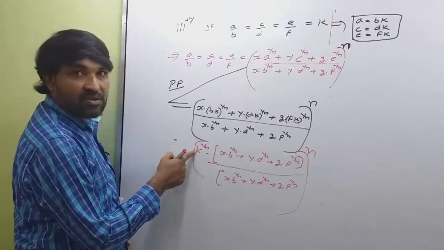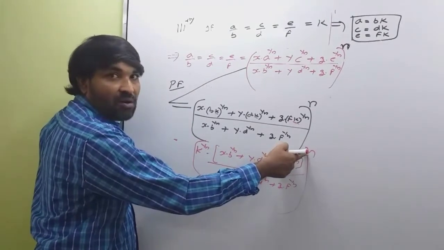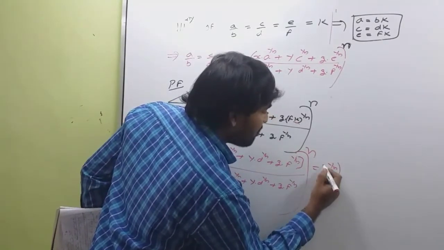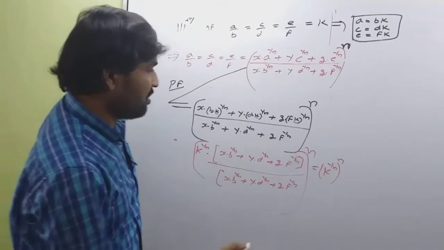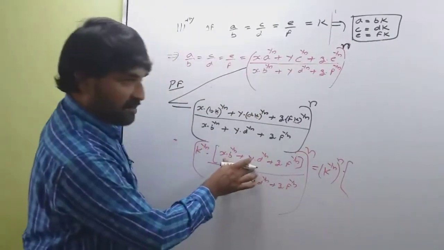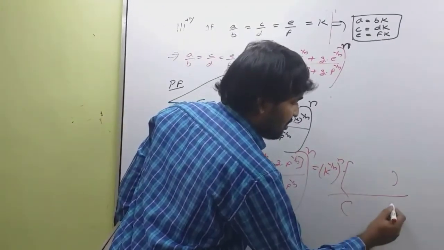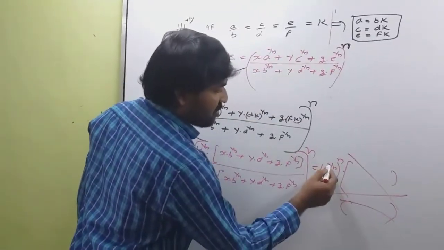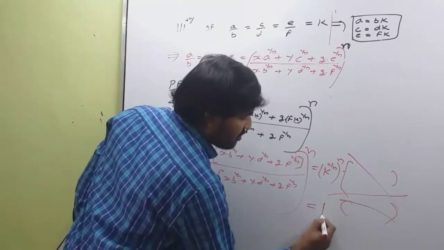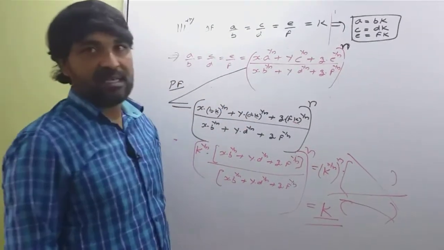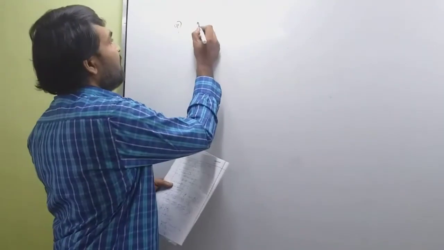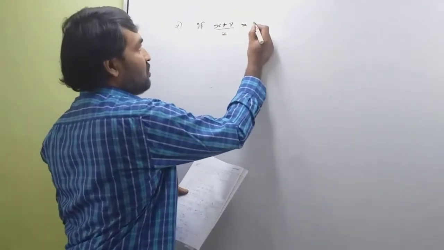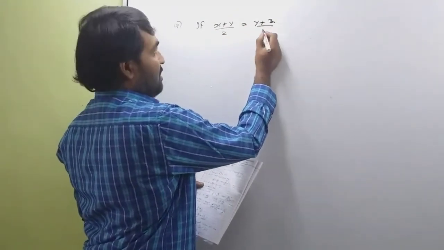Now here this is K raised to 1 by N whole raised to N. So this is equal to K raised to 1 by N whole raised to N into this term. The numerator and denominator both are equal, so this will get cancelled. So K raised to 1 by N in whole raised to N, that is equal to K. Hence proved.